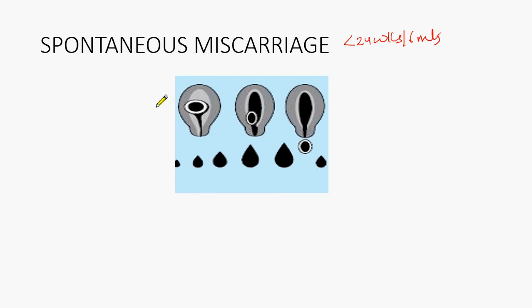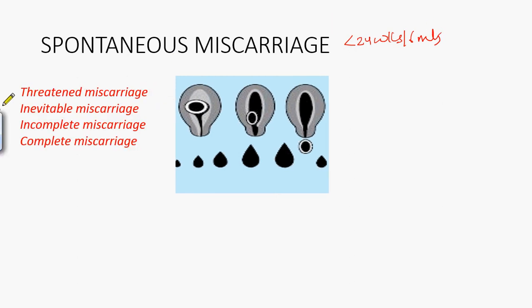Now, to understand spontaneous miscarriage, you have different types. You have threatened miscarriage, inevitable, incomplete and complete miscarriage. This classification is just based on a single thing, that is the cervical os. Is the cervical os open or closed? This is the cervical os.